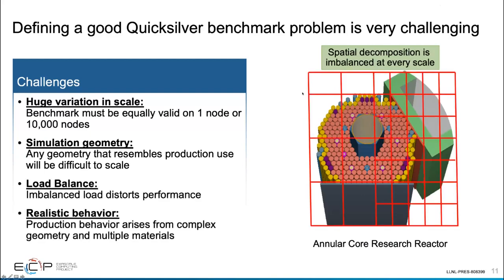Moreover, if you start to decompose that problem, you run into pretty substantial load imbalances, no matter what your scale is. And moreover, the materials that are involved in this problem and the geometry of the problem are part of what gives rise to the whole behavior of the code, the interaction between the materials and the interaction between the geometry. And of course, to make that problem even worse, Quicksilver has simplified physics, and so getting the correct behavior out of the code was even more challenging. So we spent some time struggling with these problems and eventually realized that the only way we were going to be able to solve these problems was to abandon the idea of using anything that resembled a production geometry.